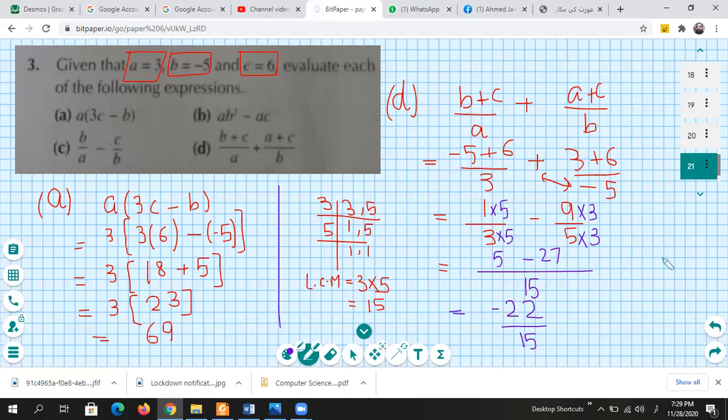So we can write this fraction in whole number notation or mixed fraction. So 15 ones are 15 and 7 is remainder. So this fraction will become: first, we will write negative sign because it's a negative fraction, and then 1, and then 7 over 15. So this is your answer. Minus 1 whole 7 over 15.